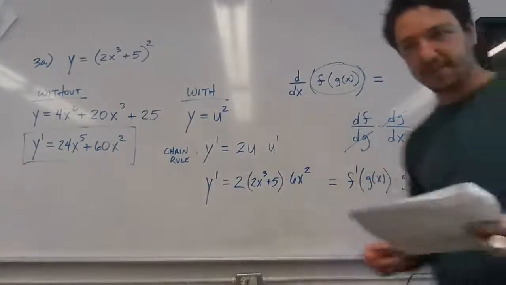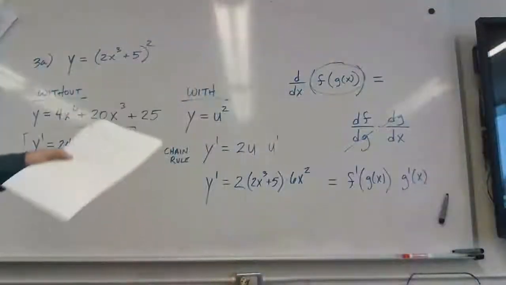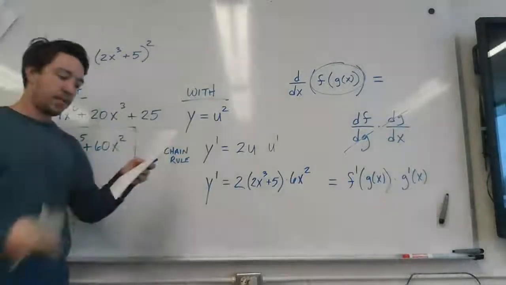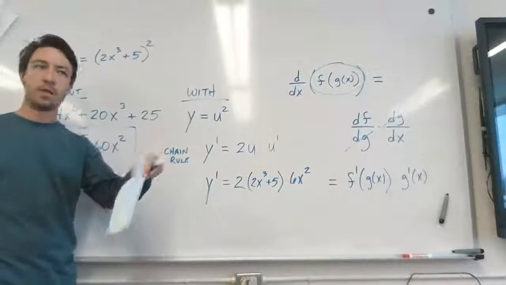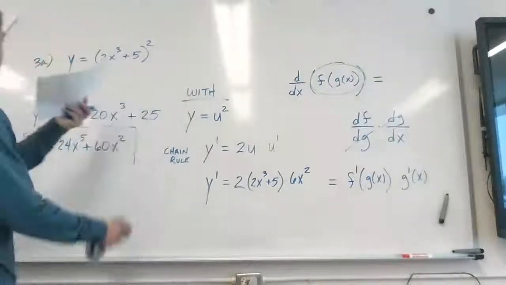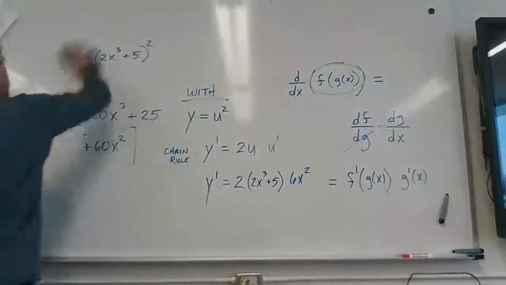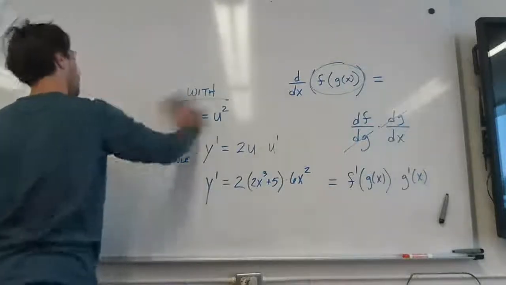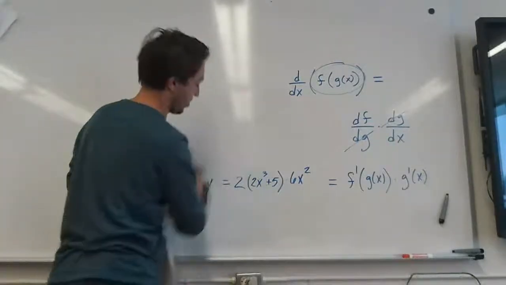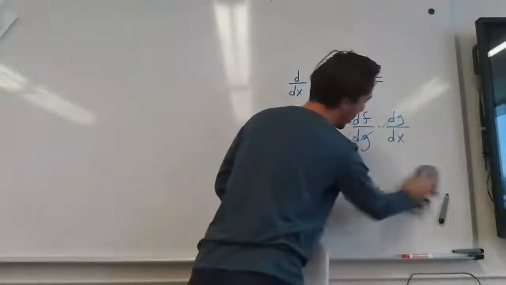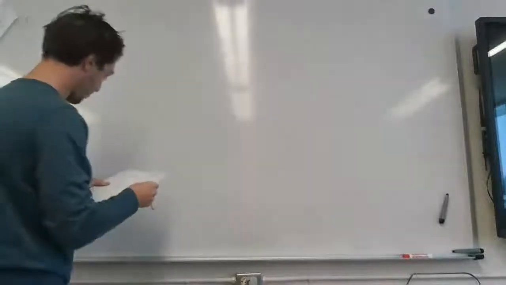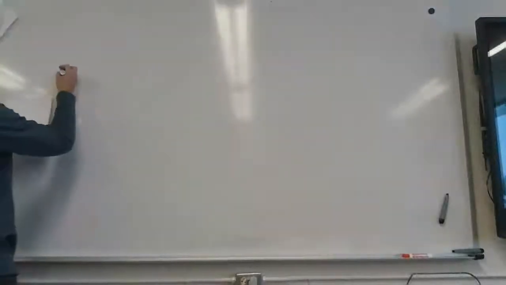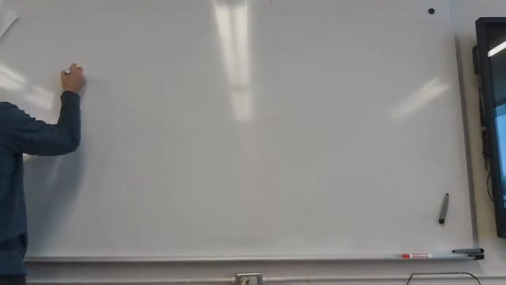Okay, so look at B. I'm erasing here. Think of B as u to the 10th, right? What's the derivative of u to the 10th? 10u to the 9th. And then you just have to tack on a u prime and you're good to go. All right, tack it on. Well, multiply it on.